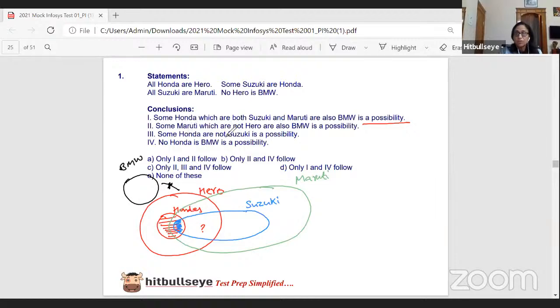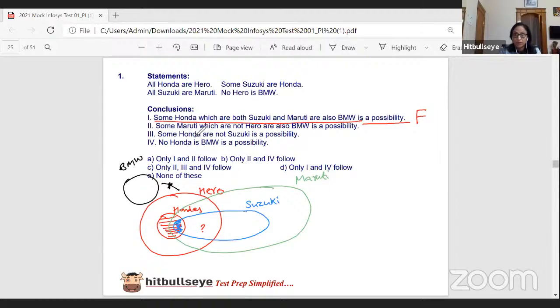Let's see. Some Honda, which are both Suzuki and Maruti. So they are talking about this blue shaded region, because this is the one which is Honda also, Suzuki also, and Maruti as well. These are also BMW is a possibility. Can you have this region intersecting with BMW at all? Can you have the intersection of this blue region with BMW? Yes or no? No. So it is already wrong. Something which is already wrong, you are using the word possible with it, will remain wrong. So it's a false conclusion. Okay, first one is a false conclusion.